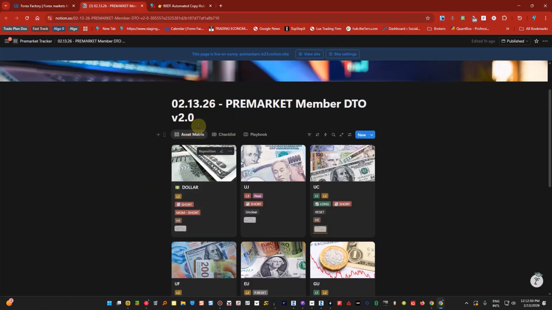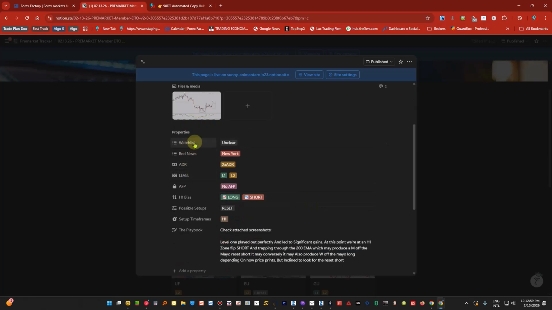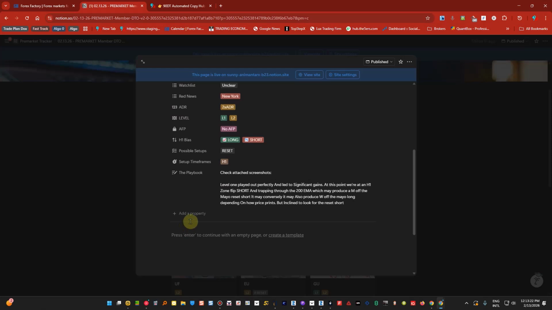From the asset matrix page, you would click on any particular instrument, and it would bring up this window which lets you know if it's on the watch list or not, whether it's clear, you're going to pass on it, or you're going to add it to the watch list, or it's unclear. Whether there's red news in which particular session, or are we expecting red news? What's the ADR count? What's the level count? Do we have AFP active on that current day? What's the potential bias? Possible setup. As you can see, I already had this stuff marked out. And what time frame are we looking for the setup on?